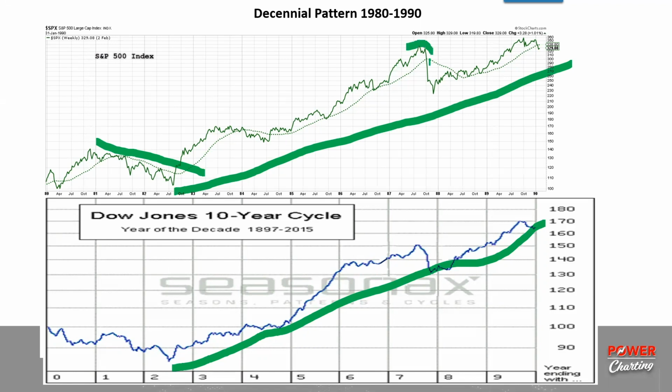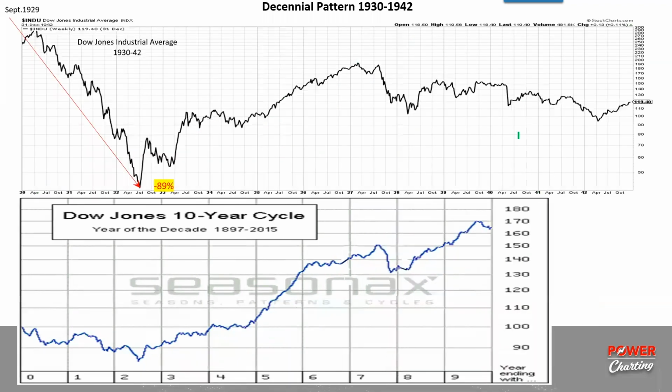Look at the buying climax in the 7th year, which occurs in the decennial. And then this is the huge crash, the 87 crash, which I remember quite well as a professional in the industry. And then the 8th and the 9th years were, again, continuation of beautiful uptrends.